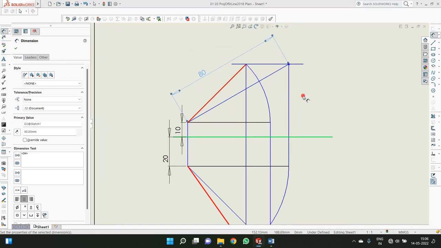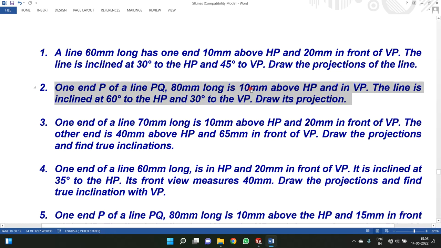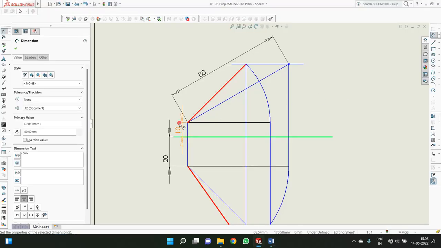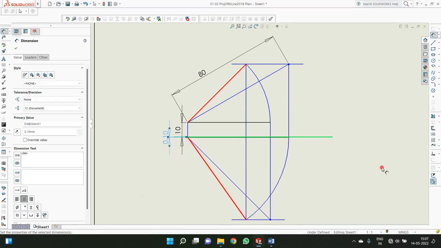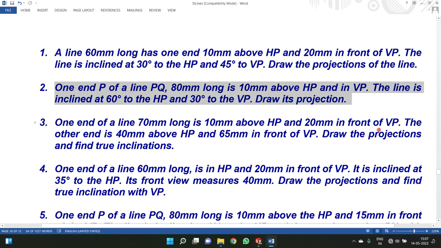80 and 10 above in VP. In VP means it should be 0. But instead of 0, what I do is I just put 0.1. 0.1 is almost equal to 0, because if I give 0, that may end up with a division by 0 problem. Anything divided by 0 will become infinity. So I put 0.1, which is equivalent to 0.